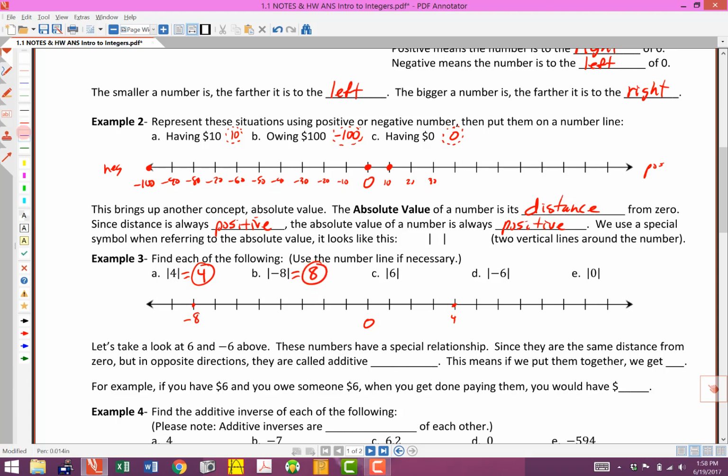Now, I'm going to change colors for this next one. We're going to put 6 on here. 6 is right here, and we'll go ahead and count. 1, 2, 3, 4, 5, 6. So the answer to that is 6. That's 6 units from 0.